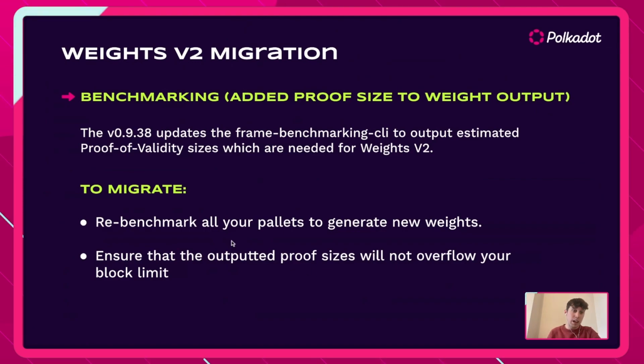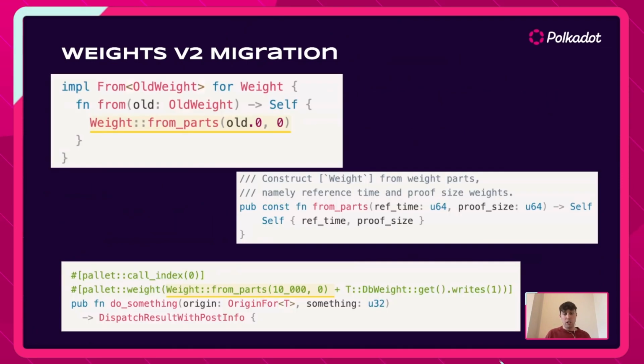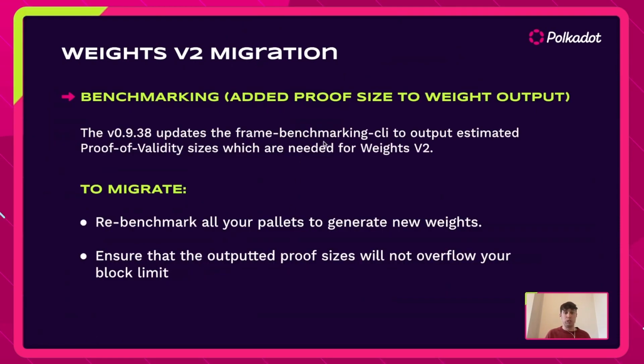In version 9.35, just two versions behind the one that we are on now, this frame benchmark CLI that is used to estimate the weights was updated. So now the proof of validity side, this new weight, is added into the estimation. So we don't have to do it hard coded. We can use this tool. Also, it is recommendable to use this frame benchmarking CLI.